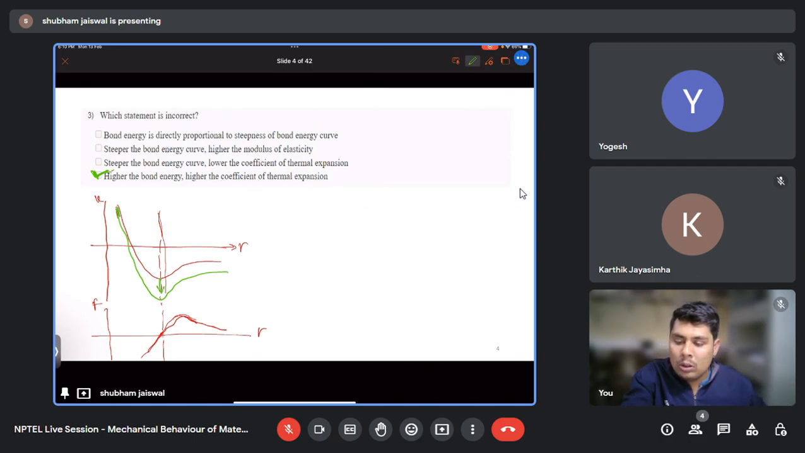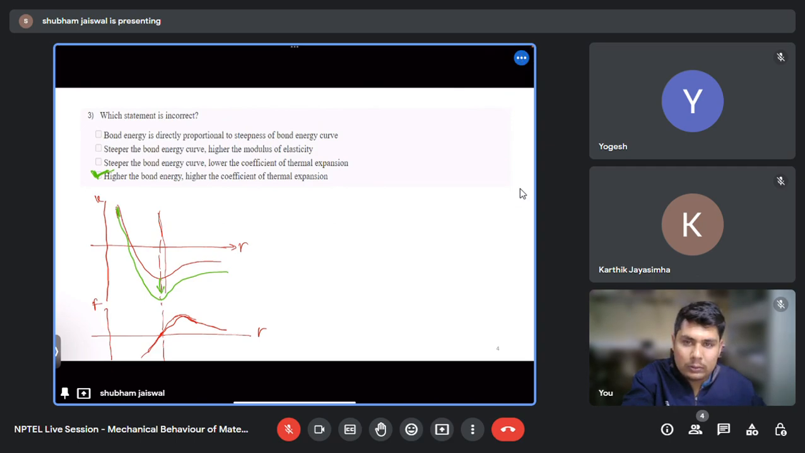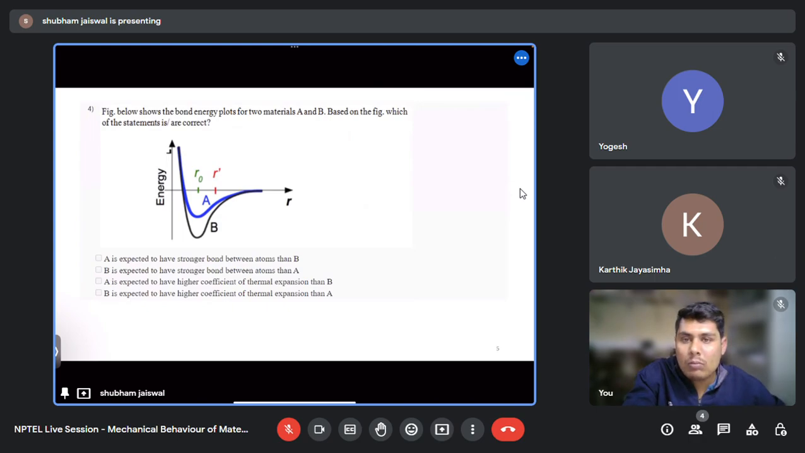So now moving to question 4. The figure below shows the bond energy plots of two materials A and B. Based on the figure, which of the statements is correct? So please answer this question, anyone. Mr. Yogesh, Mr. Karthik.